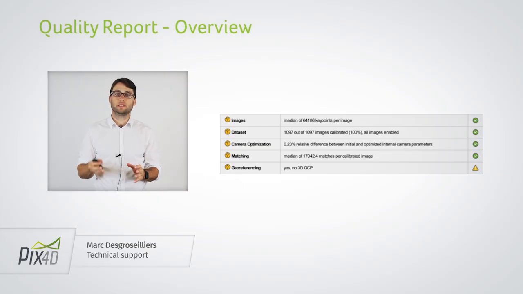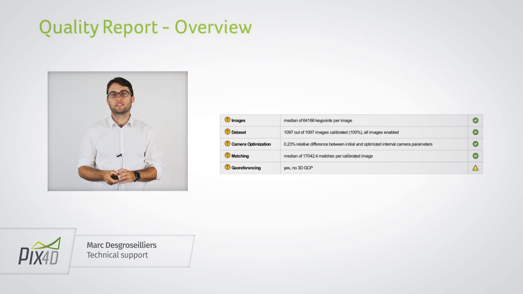Maybe one last comment is here you can see you have a yellow check mark in the last row, and that is because no 3D GCPs have been used. But of course, you can get very good projects without 3D GCPs. So if you don't have 3D GCPs, then you shouldn't worry too much about this yellow check mark. However, if it's red, maybe you want to have a look at this Quality Report Help support page.